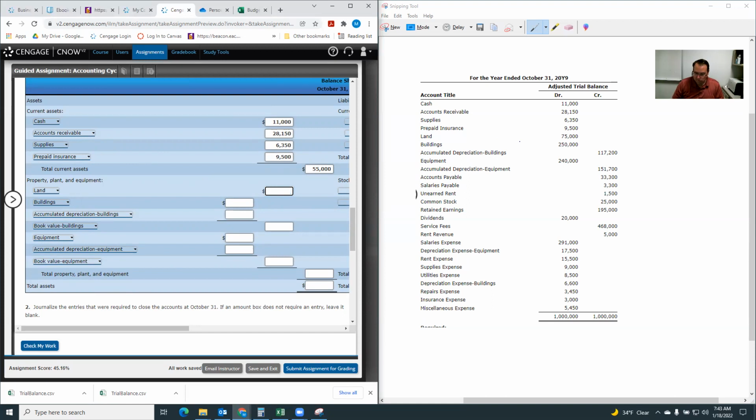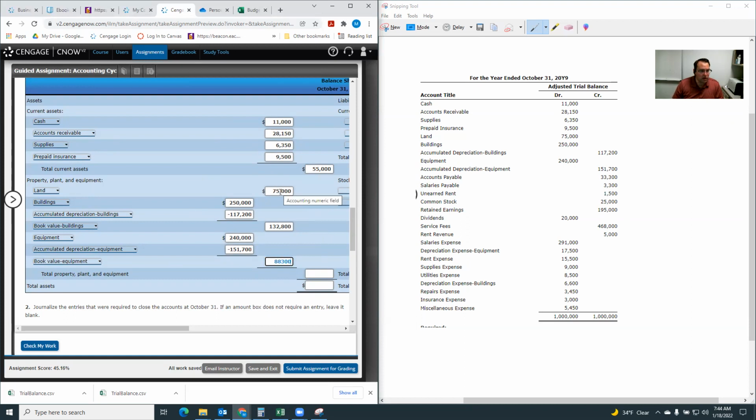So the land has a balance of 75,000. Buildings had a cost of 250,000. Less, so we're going to say minus the accumulated depreciation on the building. So 250,000 minus 117,200 will give us 132,800 as the book value for the buildings. The equipment had a cost of 240,000. The accumulated depreciation on the equipment is $151,700, so minus that, which gives us a book value of 88,300.